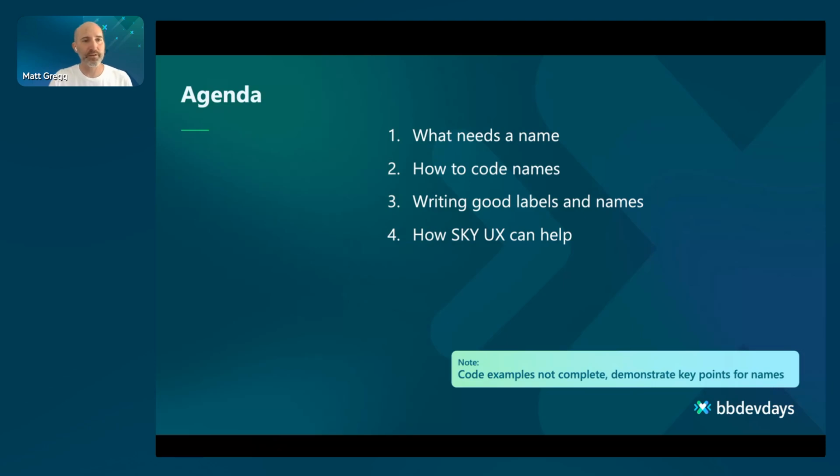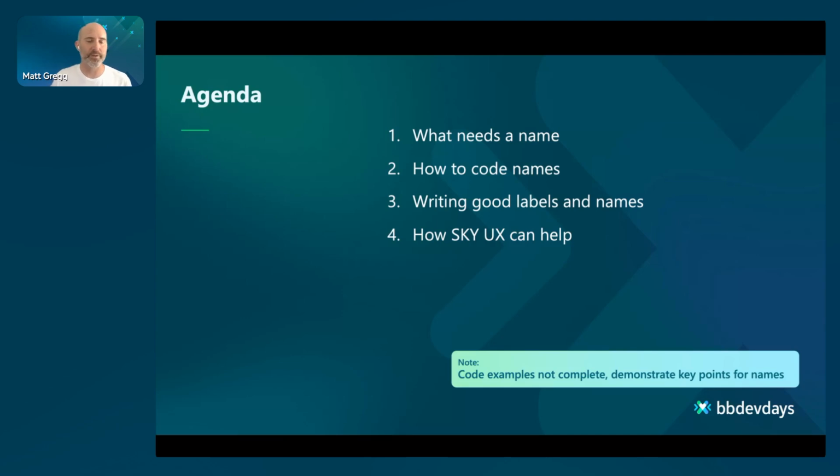So that really gets us to our agenda and the meat of this. Next we're going to get into what needs a name, now that you know a little bit about how they're used by assistive technology, how to code or mark up those names, how to choose or write good labels and names. And then lastly, I'll wrap up with how SkyUX can start to help with some of this as well.